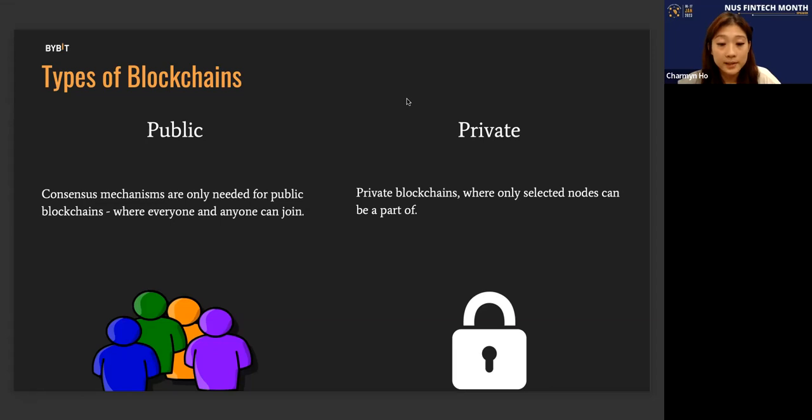For centralized databases, they employ a client-server model. So I guess to put it simply, private blockchains are distributed, but not necessarily decentralized. Okay, next.